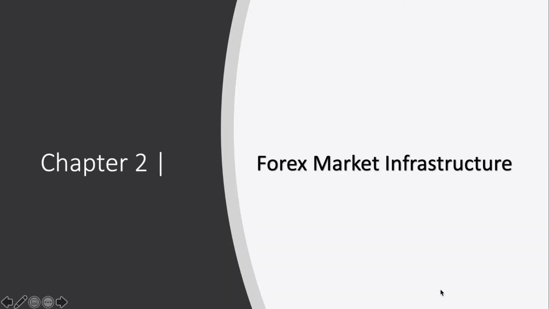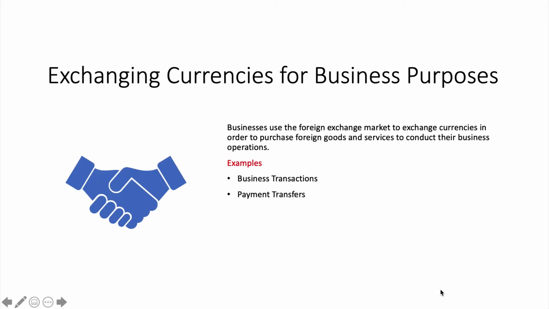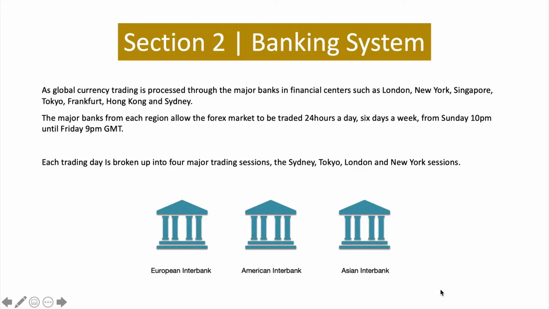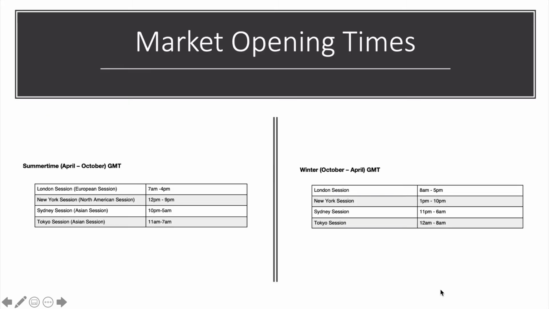Then guys, to continue to build out our foundation, we're going to look at the Forex market infrastructure. So I'm going to be explaining to you guys why money is exchanged all around the world through the banking system for the purposes of conducting business transactions or personal transactions for goods, services, and financial assets. We'll also look at the trading times that the markets are kept open by the different trading sessions in New York, London, Sydney, and Tokyo. And you're going to have an understanding of how the market's kept open 24 hours a day, 6 days a week.